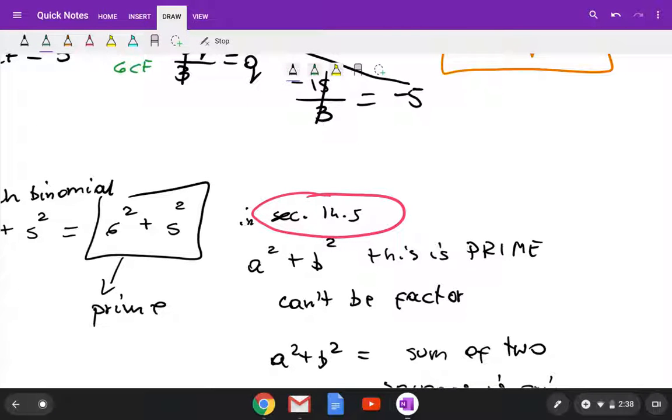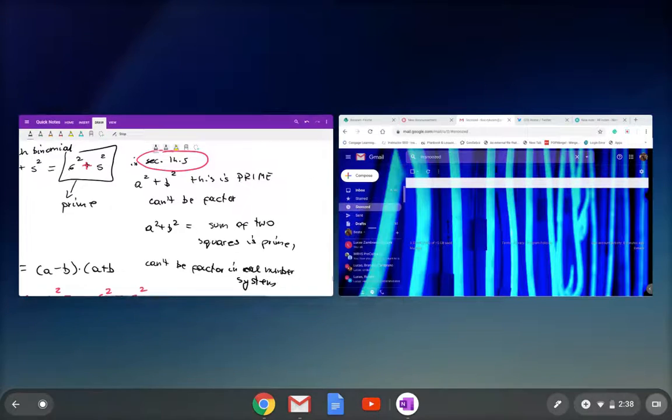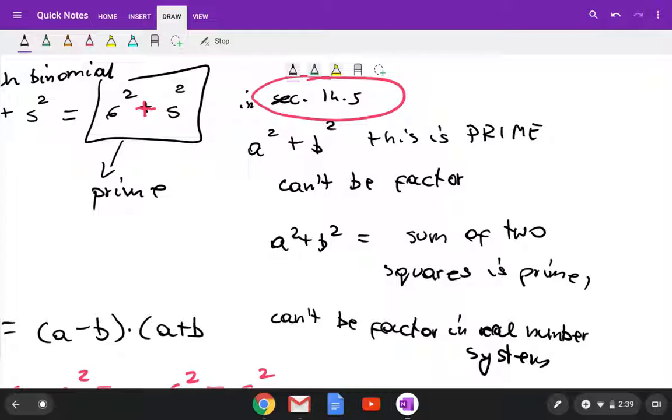So when you have a sum of two perfect squares, an expression like this, you cannot factor. It's prime. I mean, there's no formula. But in section 14.5, I mentioned that when you have a sum of two squares, you can't factor that. This is prime. Sorry, a sum of two squares is always prime, so it can't be factored.